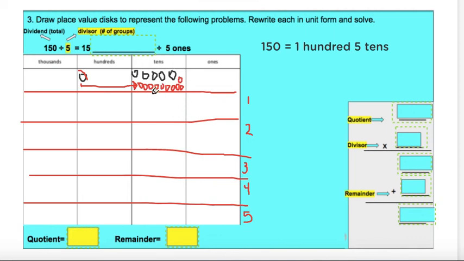Now, how many tens do I have? I already had 5 tens and I added 10 more. So how many tens do I now have all together? If you said 15, you're absolutely correct. So 150 is the same thing as saying 15 tens. Now let's go ahead and distribute them. Our hundreds are no longer there, and now we're going to distribute every single disc in our tens until we run out. We have 15 of them, and we're distributing 15 discs to 5 groups. We need to see how many are going to be in each group.